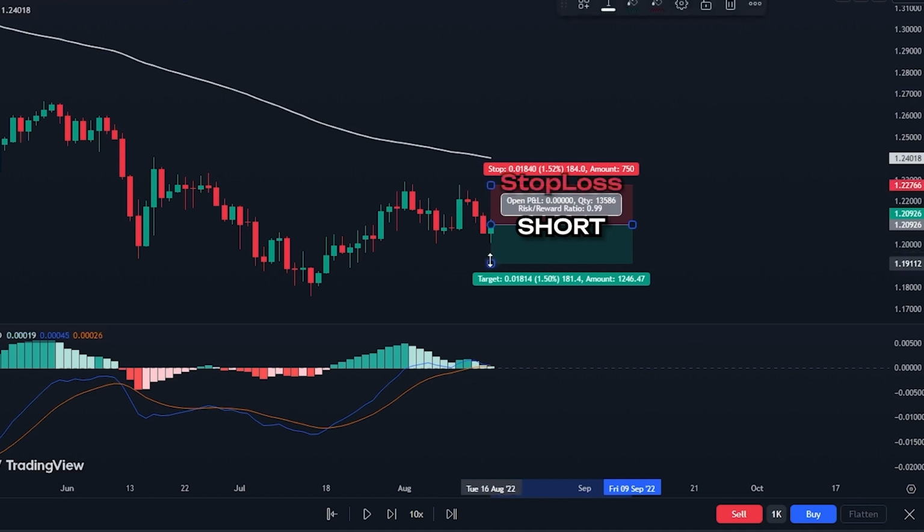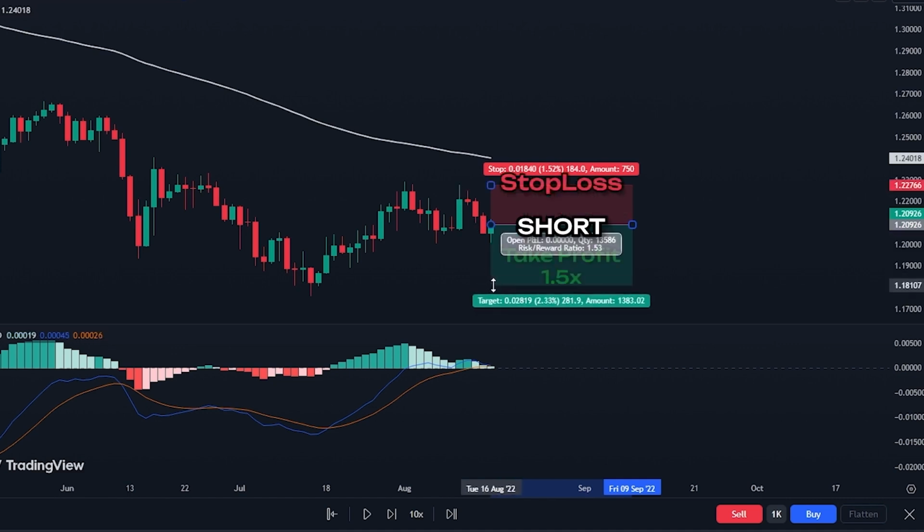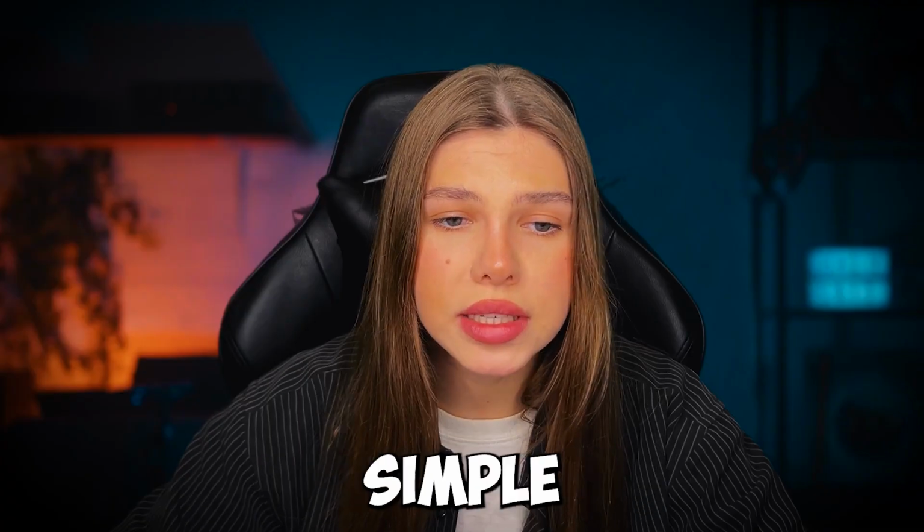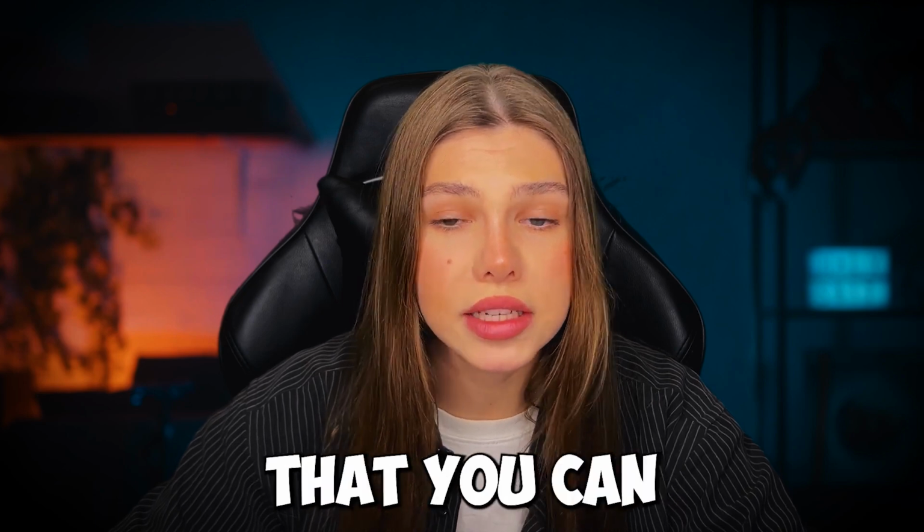Now for your stop loss, place it above the nearest swing high and set your profit target at 1.5 times your stop loss. And as you can see, the price reaches our profit target, marking this as a successful trade. So that was a simple MACD strategy for beginners that you can use.